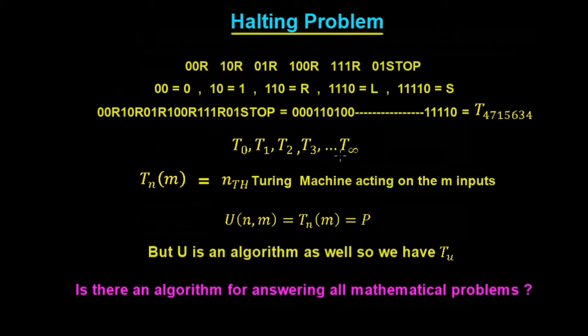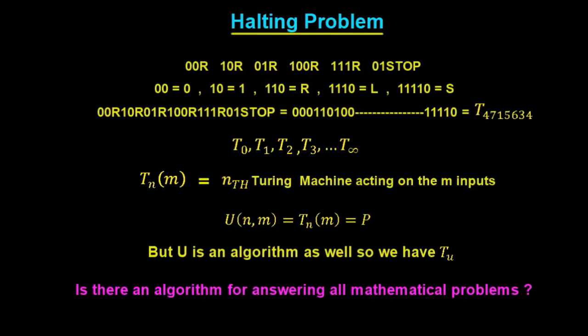So we can start putting it in a kind of shorthand mathematical form. We could say T subscript n comma m. Really what we're saying is this is the nth Turing machine, so this is the T subscript n here, but it's acting on the m data points. So we've got the nth Turing machine acting on m inputs.